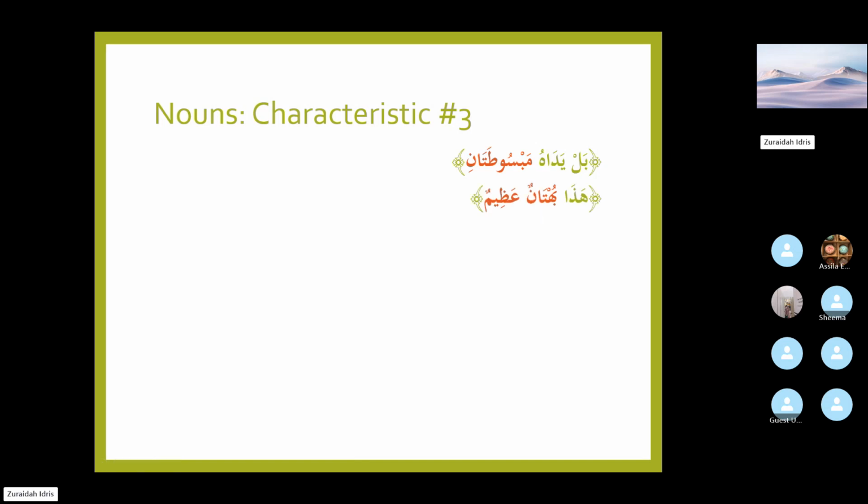Okay. Sister Shahida, buhtanun. Both of them had tanwin, so both of these are isims. We know that. So buhtanun, is this singular, dual, feminine, masculine? It's feminine and dual. Why do you say it's feminine, or why do you say it's dual? Because there is a ta there. It's good. And alif nun for the dual.